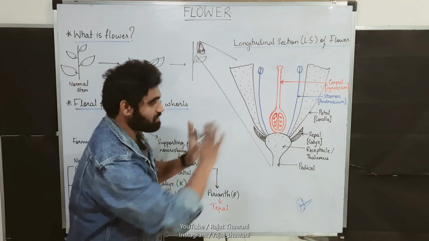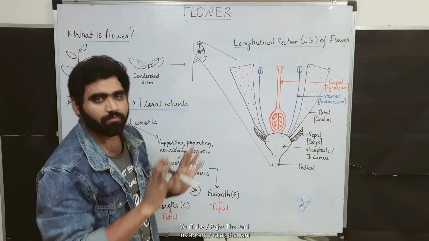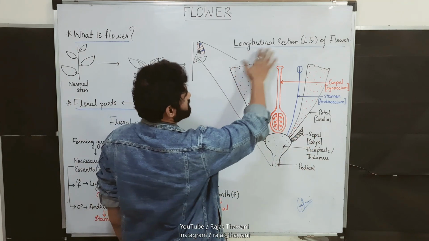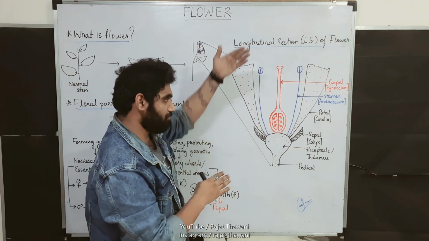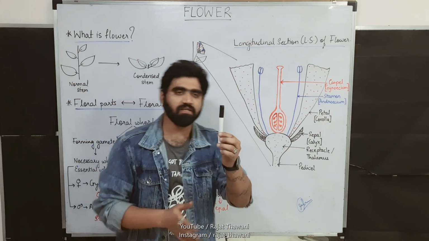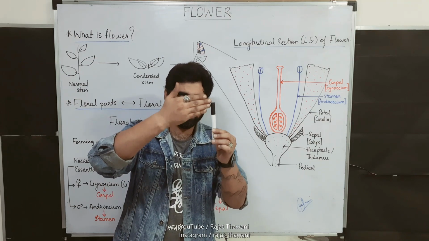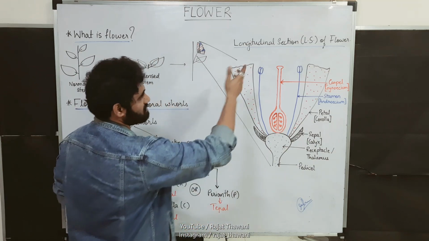So first we'll discuss the parts of the flower, and then we'll come to the basics about what part is called what. This is called the longitudinal section of the flower. This is LS of the flower. Basically we have taken the longitudinal section. This is a pen or marker. If I cut or slice it in this manner, this becomes a longitudinal section or vertical section. So LS of the flower.